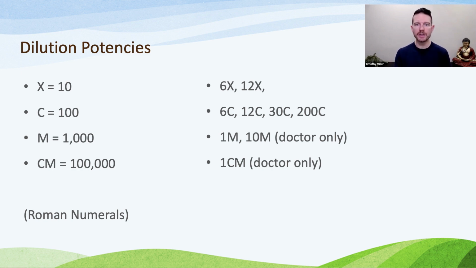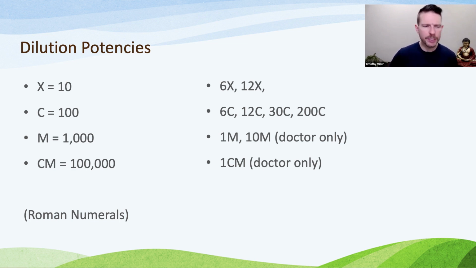So a 6X, for example, a 12X, those are the ones you'll see on the marketplace. You're not going to see a 7X remedy, most likely. You're not going to see a 22X remedy. When you're buying a remedy, you're going to see 6X, 12X. Same thing for C. You're most likely going to see 6, 12, 30, and 200. And then an M potency, you're most likely going to see 1M or a 10M. And then a CM, you're most likely going to see a 1CM.